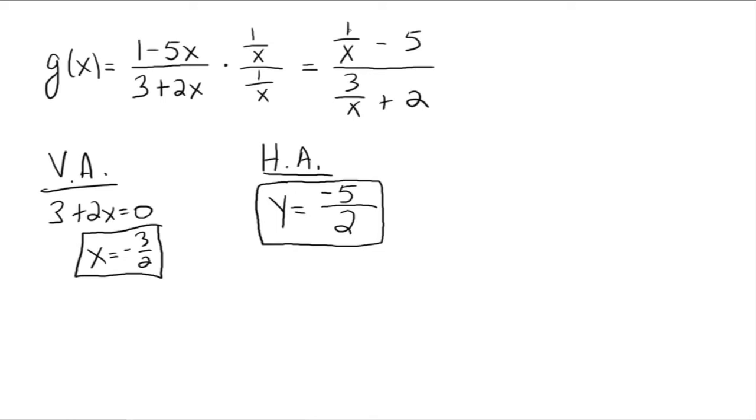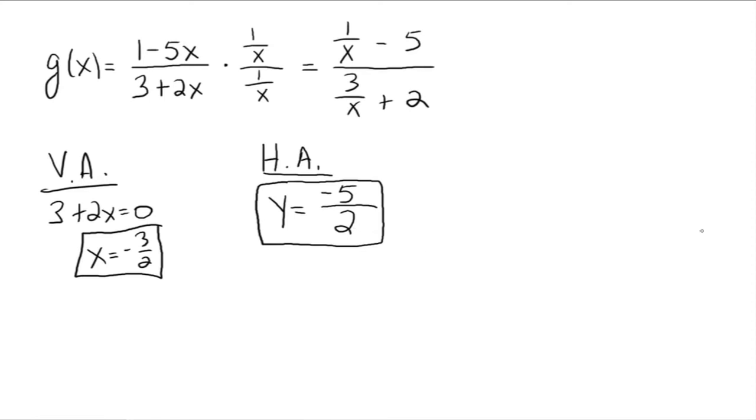As x gets really, really large, 1 over x gets really close to what number? It essentially goes to 0. 3 over x, as x gets really, really large, it also goes to 0. So really we're just left with 0 minus 5 on the top and 0 plus 2 in the bottom, which is negative 5/2. So as x gets really, really large, these y values for this g function get closer and closer to negative 5/2. Follow me?